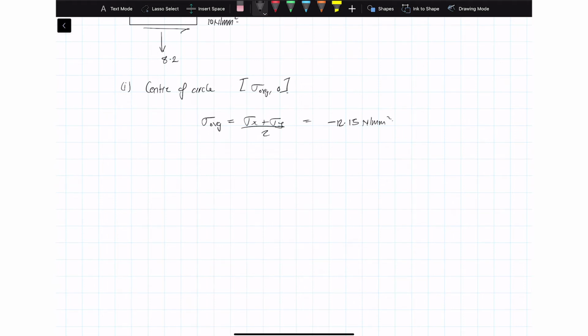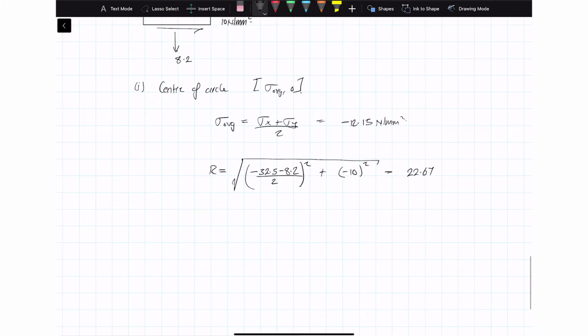Now, I'm going to plot this in Python, right? So I'm going to want the X and Y Cartesian coordinates of this circle. So the first thing I'm going to do is work out what's the radius of the circle. And I can just plug my numbers straight in to the expression that I have for the radius. The radius is 22.67 newtons per millimeter squared.